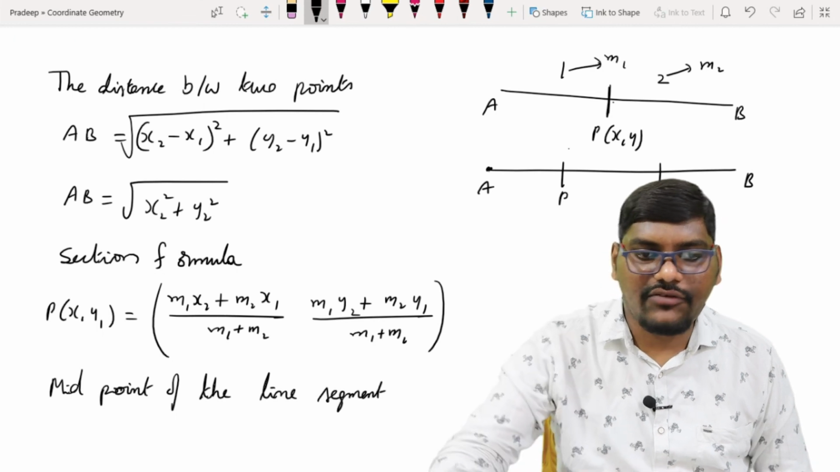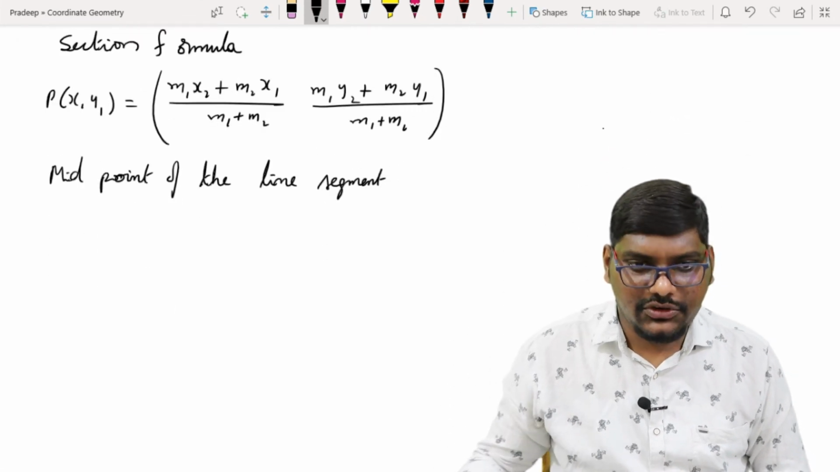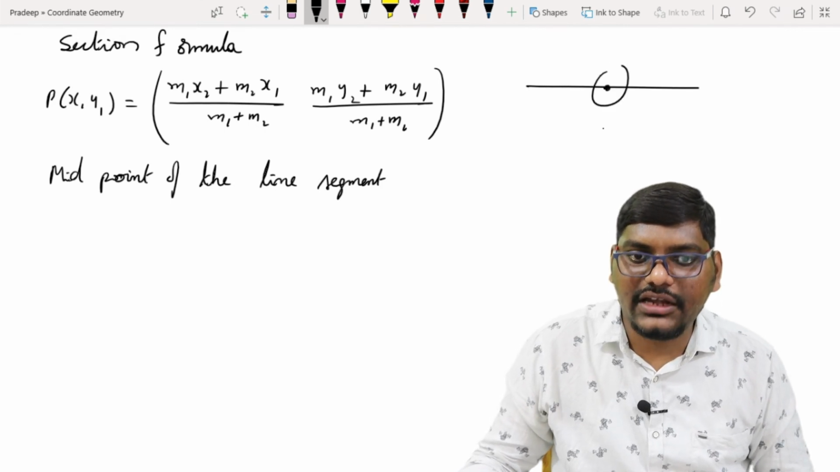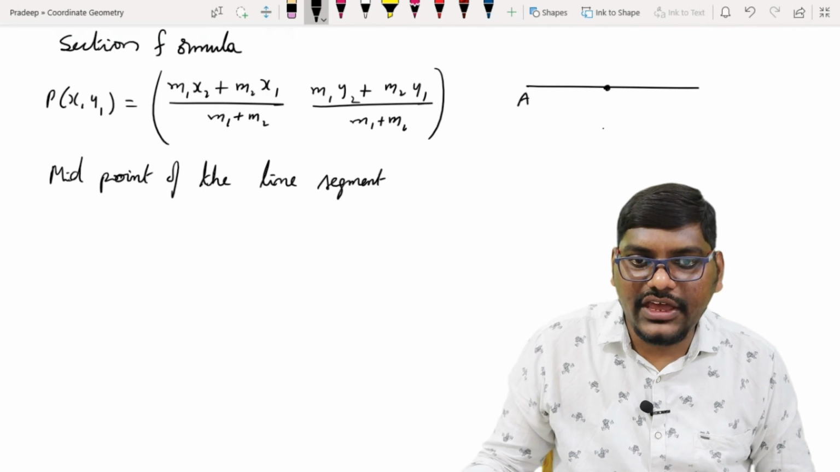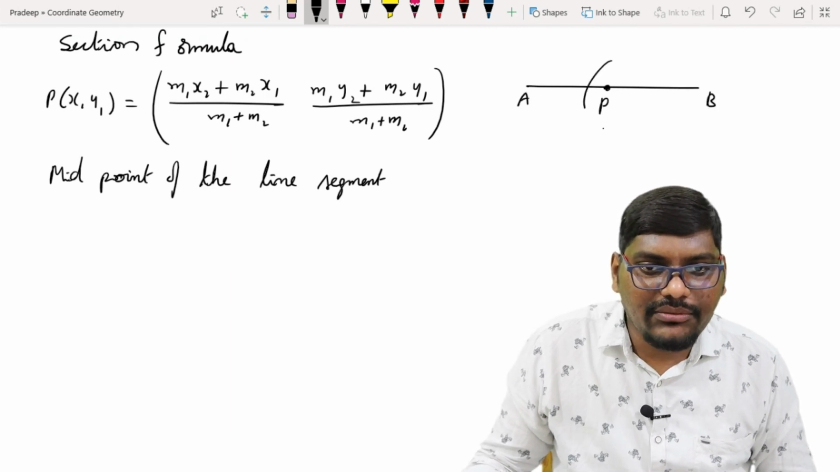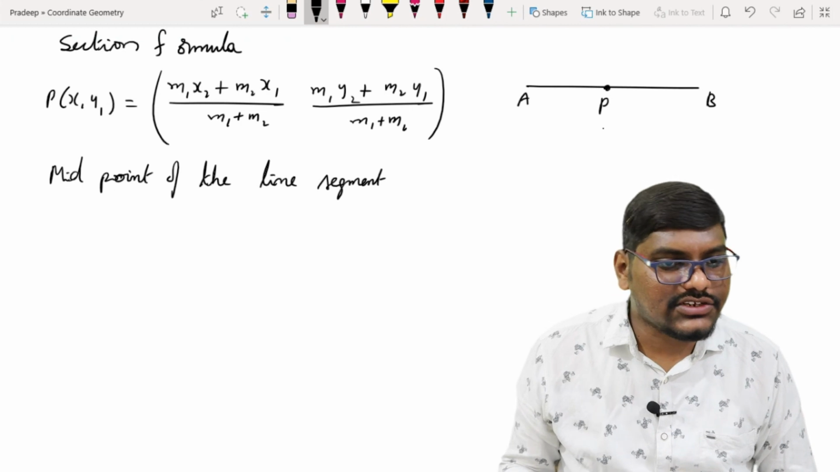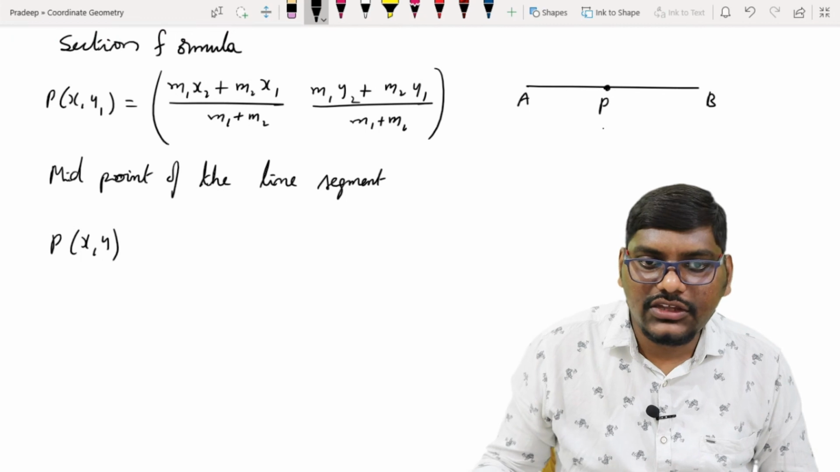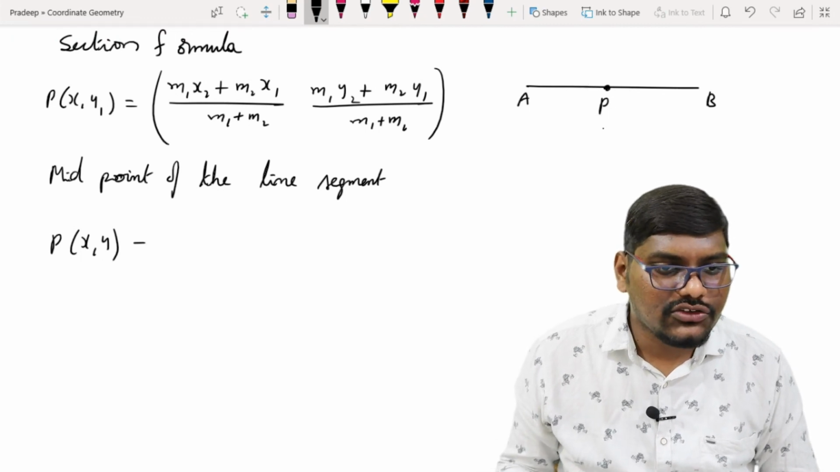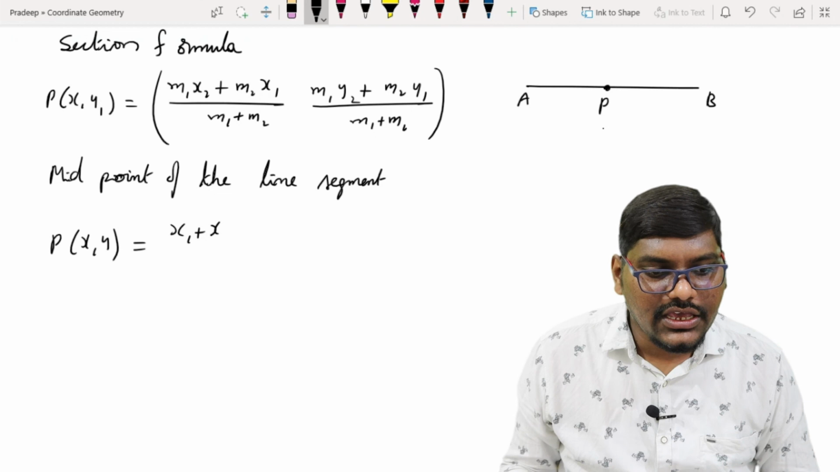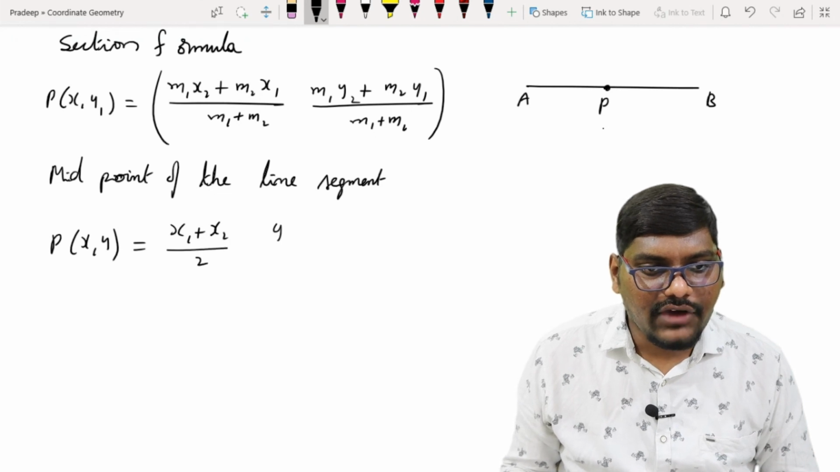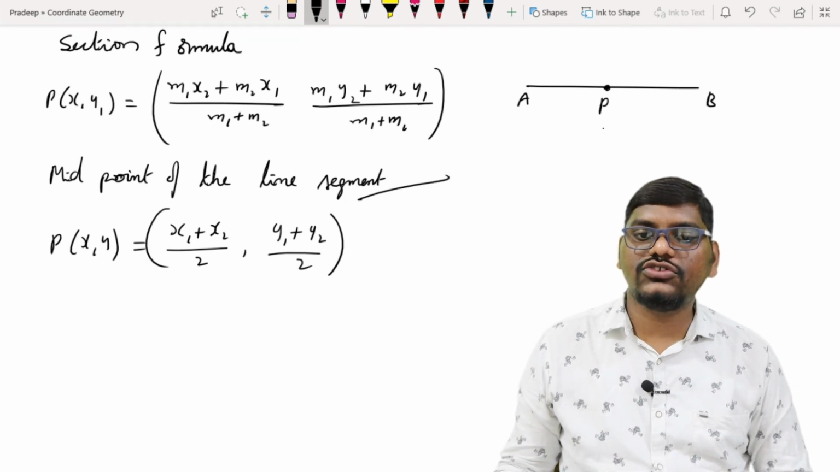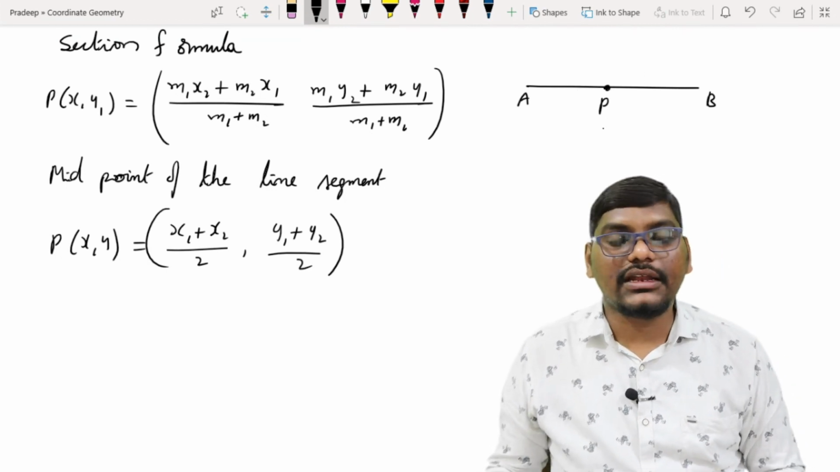Okay, so for finding out the line segment, suppose the line is like this, we are just finding out the exact midpoint of this particular line. Suppose this is the line AB and we are finding out its midpoint. In such a case we'll use the midpoint formula. For the coordinates of P (x, y), we can write x1 plus x2 by 2 and y1 plus y2 by 2. So this is the one which we can use to find the midpoint of this line.